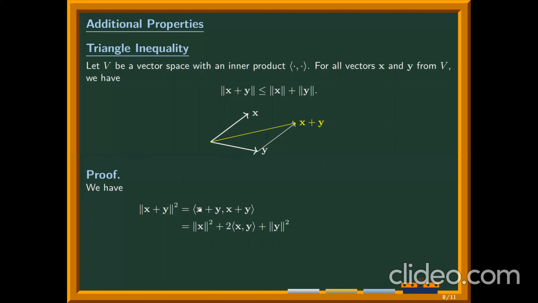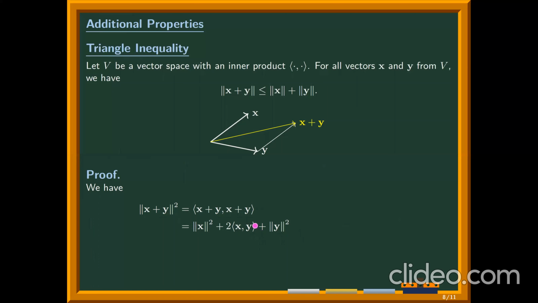This quantity is equal to x inner product with x, that's this quantity here, plus inner product of x with y, plus inner product of y with x. Those two are equal. You add them and obtain this middle term. And finally, the last term is obtained by taking the inner product of y with y here. That's the square of the magnitude of y.